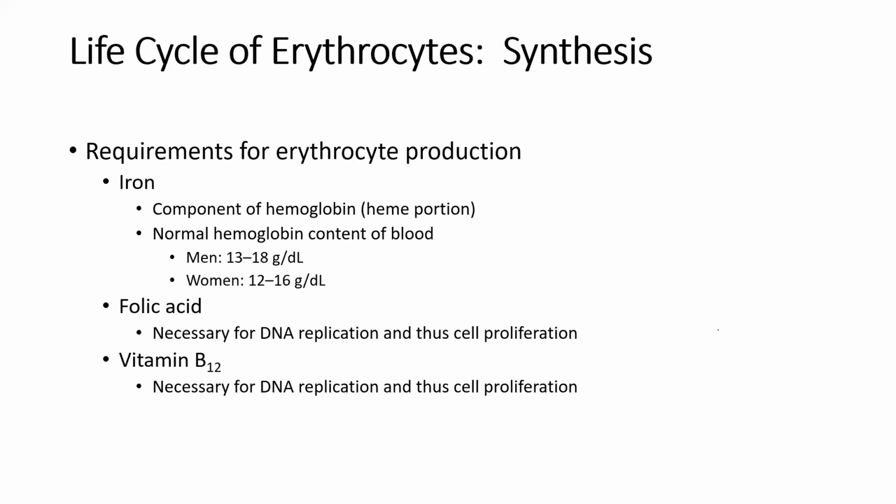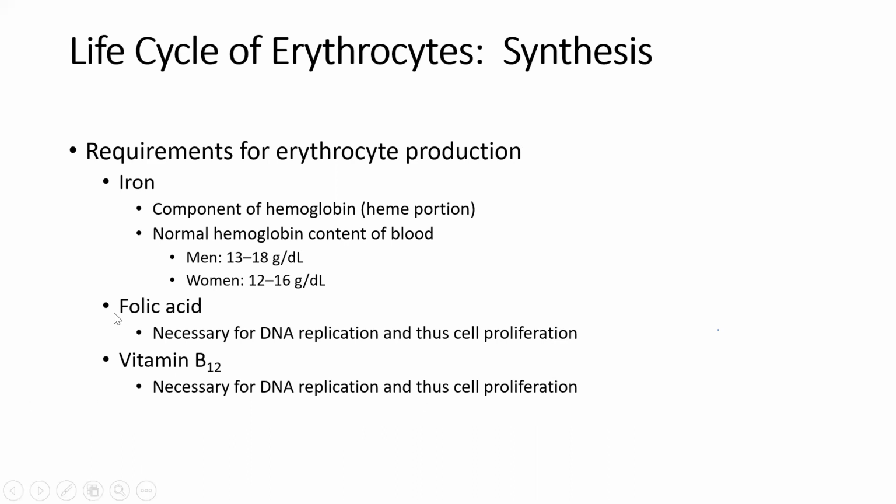We also need some other things for that erythrocyte production. Folic acid and vitamin B12 are important for DNA replication and then cell proliferation. We also need these for the cells to be able to differentiate into those fully mature erythrocytes and be able to start circulating that oxygen.